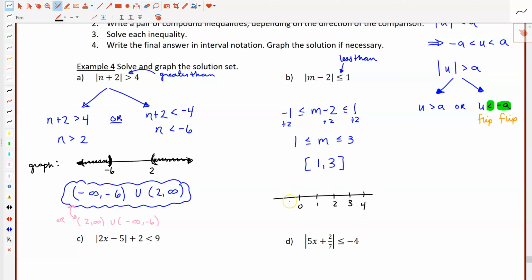Okay, so there's my real number line. I'm going to shade all the numbers between 1 and 3, and then have brackets at those endpoints. All right, here we go. There's my graph.